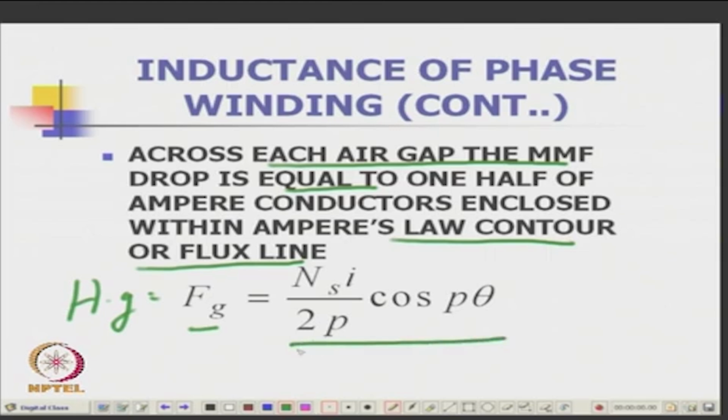The current enclosed will be Ns into I by 2p into cos p theta, because it is a sinusoidal MMF at any position. It will not be the same for whatever loop you take. This is at any position, some arbitrary position in the air gap with reference to some axis.